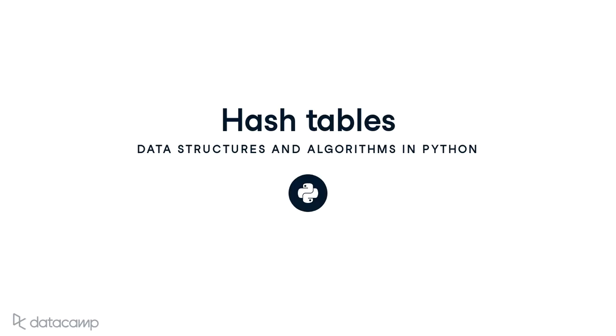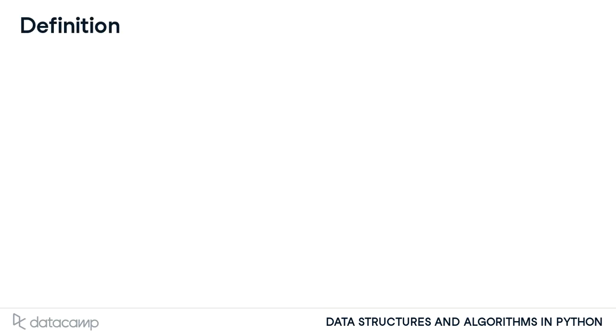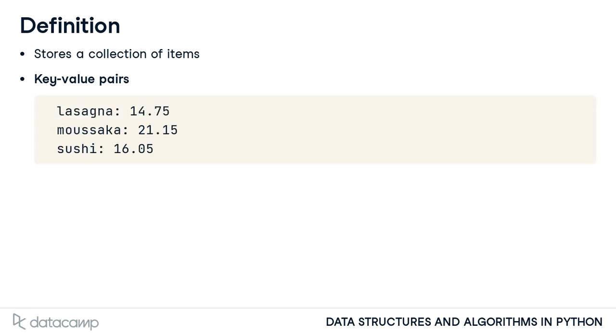In this video, we will learn about hash tables. A hash table is a data structure that stores a collection of items in key value pairs. In this example, lasagna would be the key, and the price would be the value.